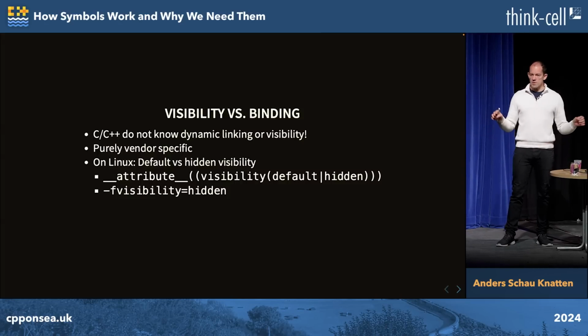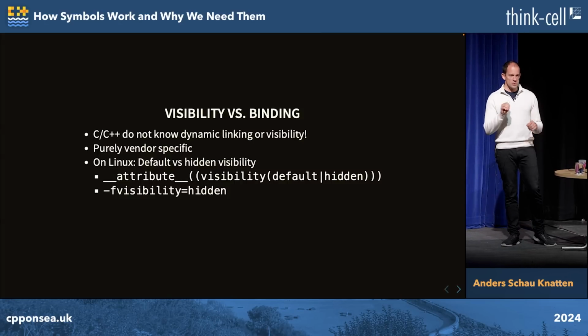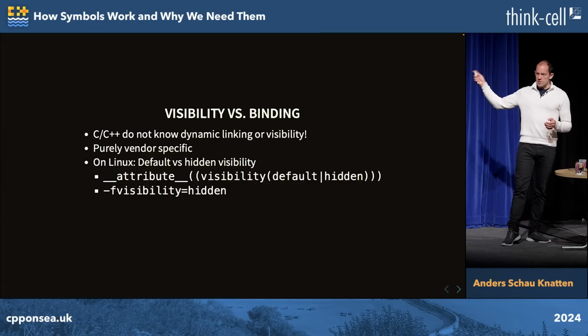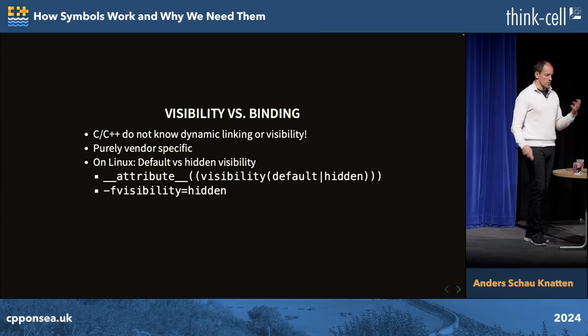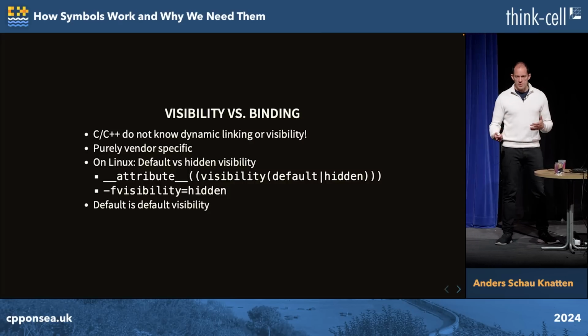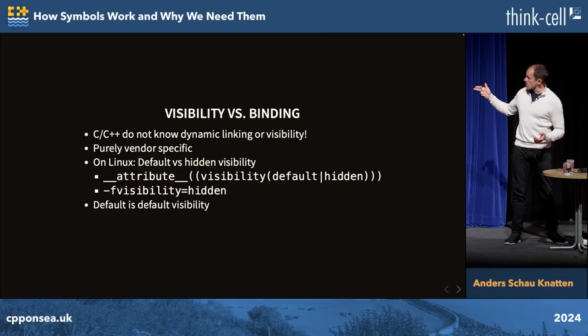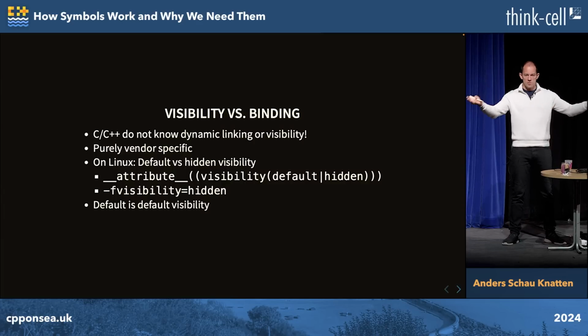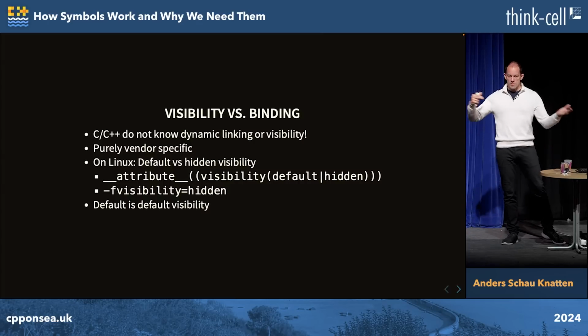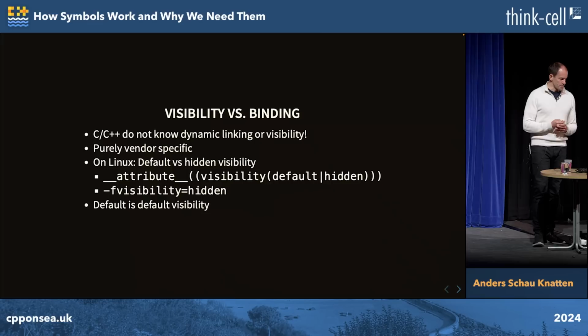So your API is empty. There's nothing for the user to link to. And then you can override the ones that you actually do want to expose. And the default is default visibility. So it's a bit unfortunate naming. Default visibility means it's visible. And then the default option for the visibility option is default visibility. So default kind of means two different things.